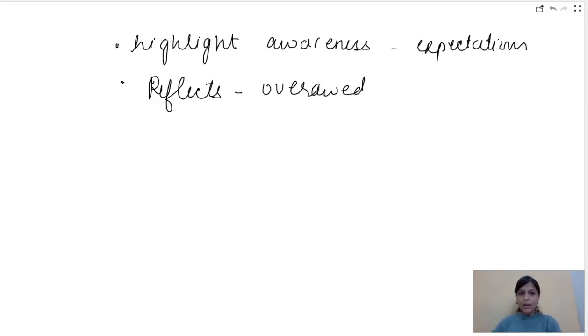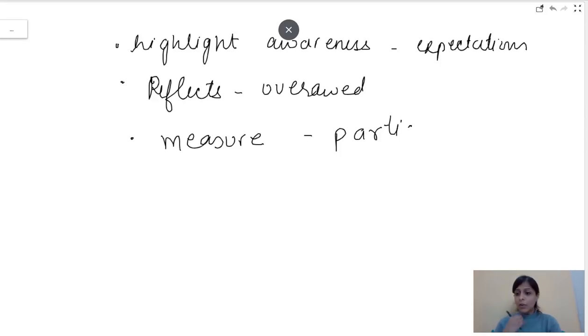It's very important. So it reflects, it highlights, and it acts as a measure that yes, people are participating in the public. If they're putting forward their complaints, that means they are participating in the decision making that seeks to encourage the democratic process.